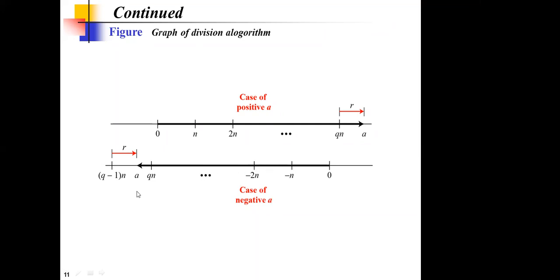There is qn, q times n. If n is positive, q will be negative. So qn, and that is my q minus 1 n. So I'm just adding r so that I can reach a.